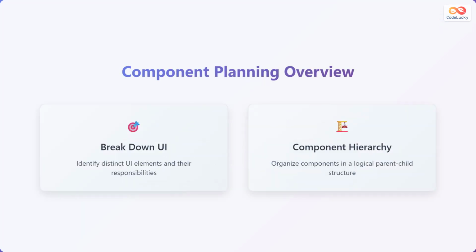Let's begin with an overview of component planning. First, you need to break down the user interface. Identify distinct user interface elements and define their specific responsibilities within the app. Secondly, establish a component hierarchy, organizing components in a logical parent-child structure to manage data flow and component interactions efficiently.